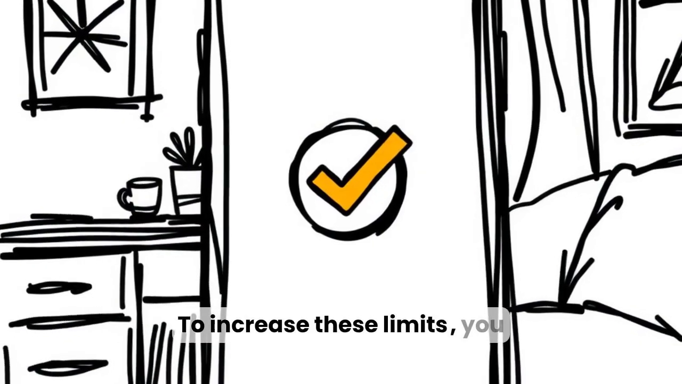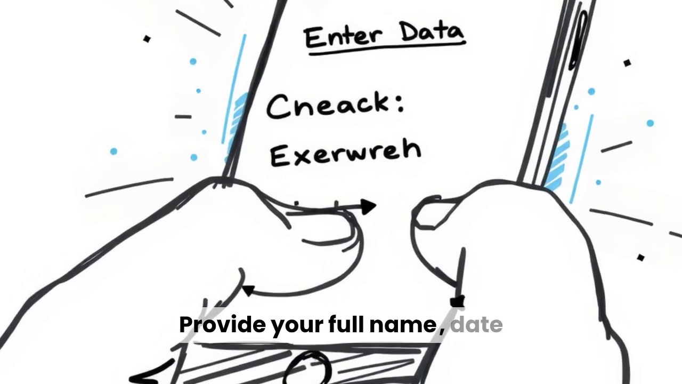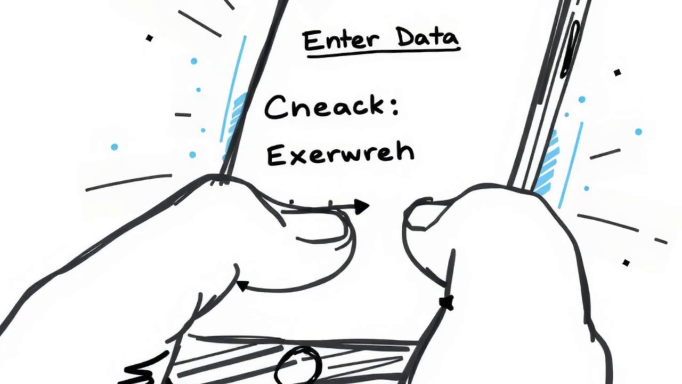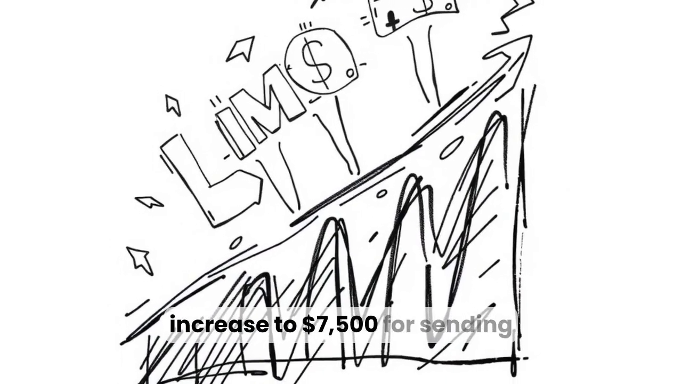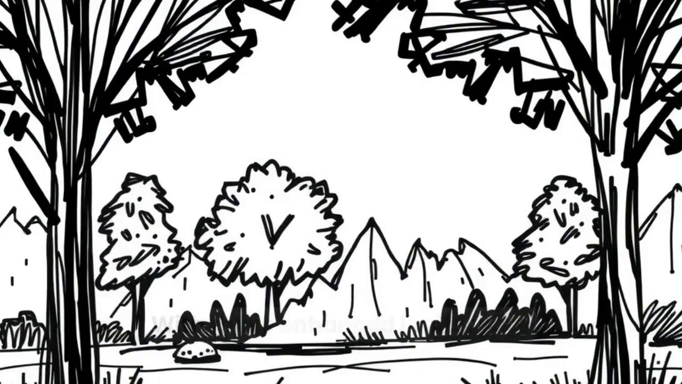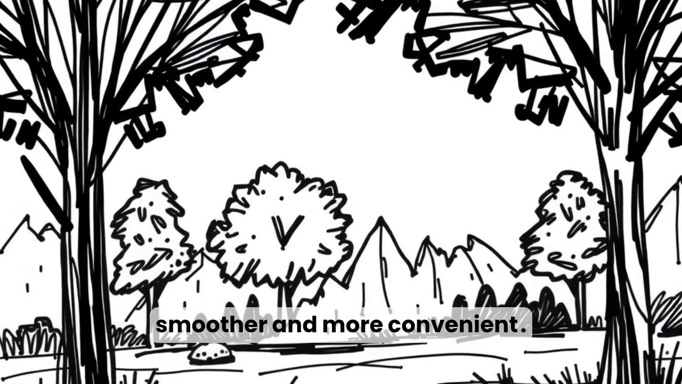To increase these limits, you need to verify your identity within the app. Provide your full name, date of birth, and address to get started. It's that simple. Once verified, your limits will increase to $7,500 for sending and $17,500 for receiving. With these enhanced limits, your Cash App experience will be smoother and more convenient.